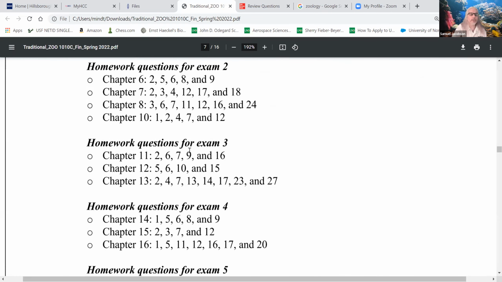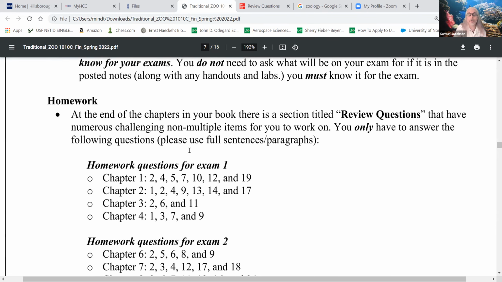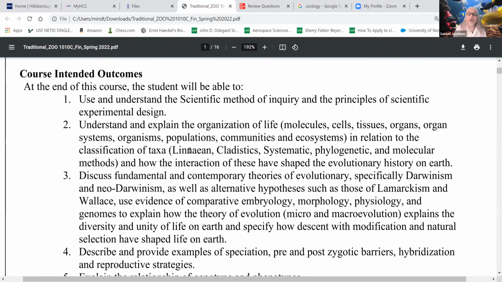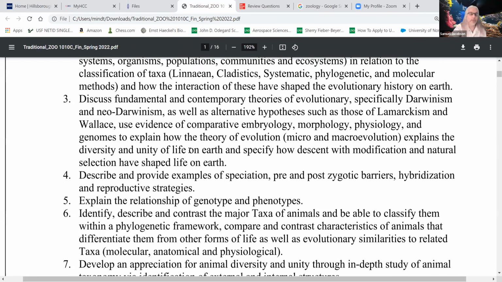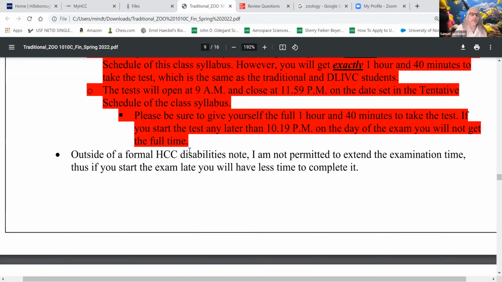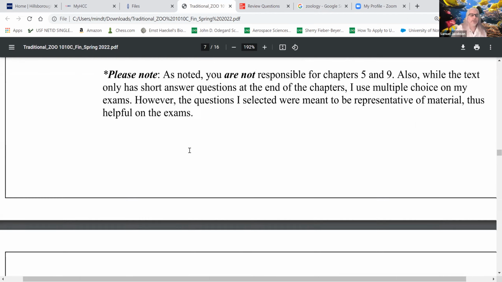Notice when you read through this, you'll see that chapter 5 and 9 are not listed here. Those are 2 chapters I didn't have to worry about for the term because they were not part of the course intended outcomes. So we didn't have to worry about them. Everything I put in here is following the course intended outcomes. Right, go back to where we were. Okay. Again, any questions, let me know.